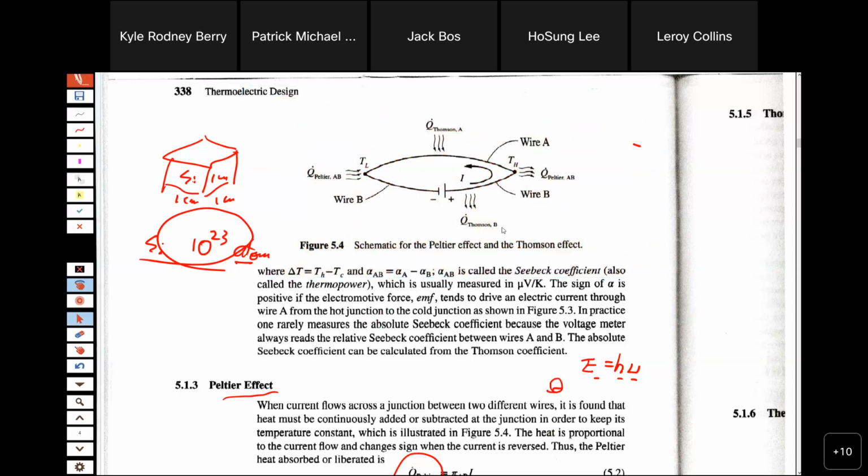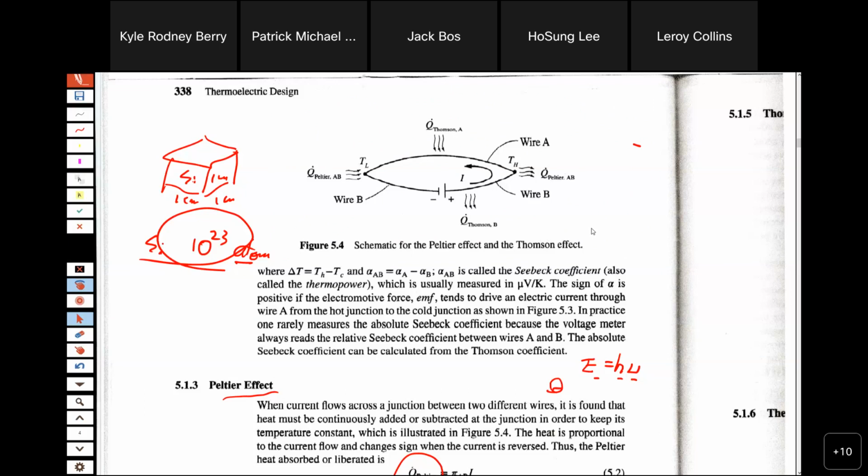So Peltier is easy to understand. Any question about the Peltier? Anyone? Peltier cooling and heating is very easy because the current electron carries energy, so that is the cooling effect. Actually more than that, but basically.